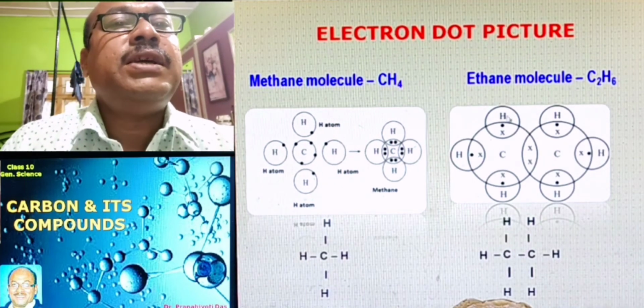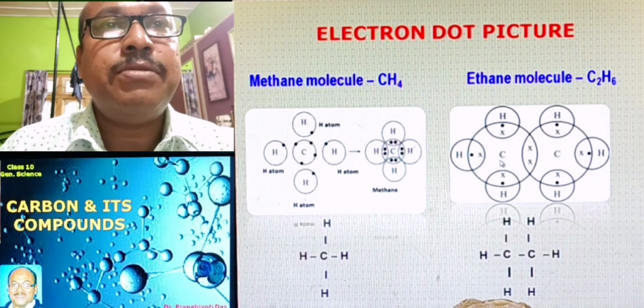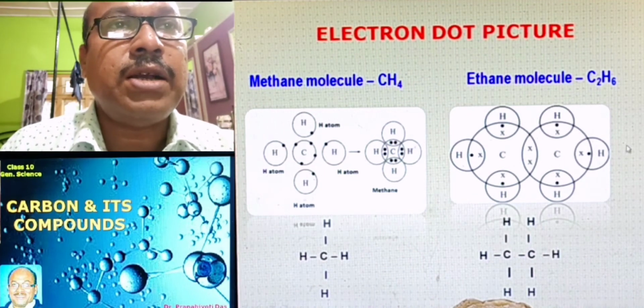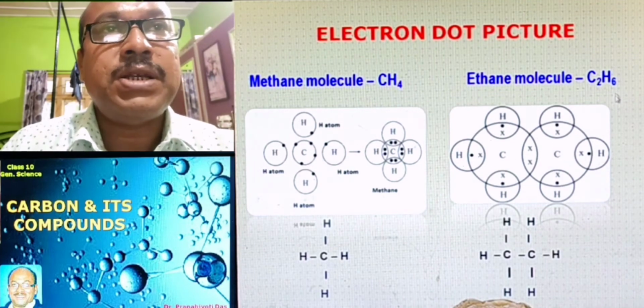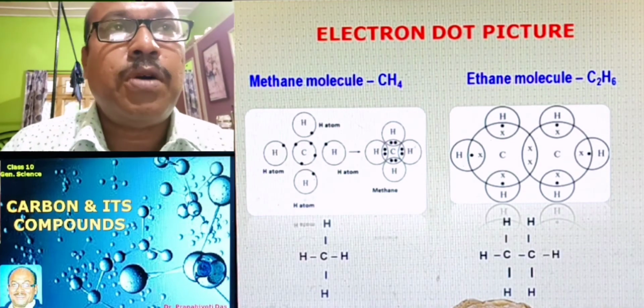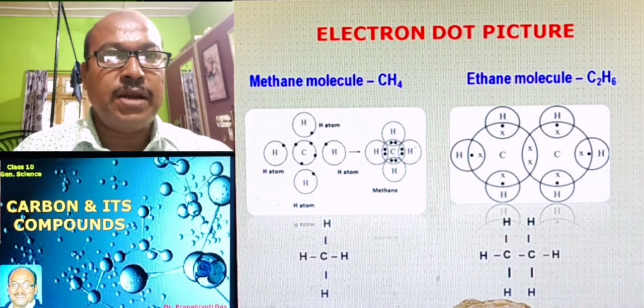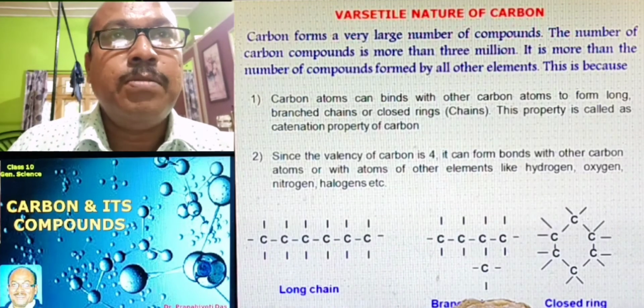Similarly, in case of ethane molecule, we will have 2 carbon atoms and they will share their electrons with total 6 hydrogen atoms. And this is the electron dot picture, and this is how the ethane molecule is formed. So with the help of electron dot picture, we can explain or we can understand the formation of covalent bond.